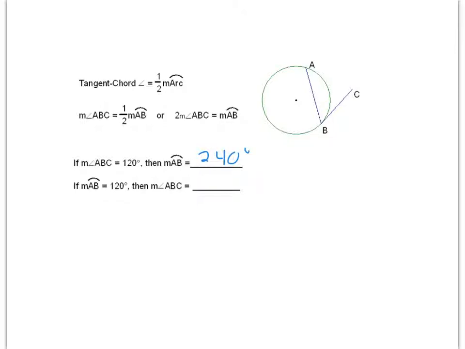Or if the arc, and this looks more like it, is 120, then my angle right there is going to be 60.